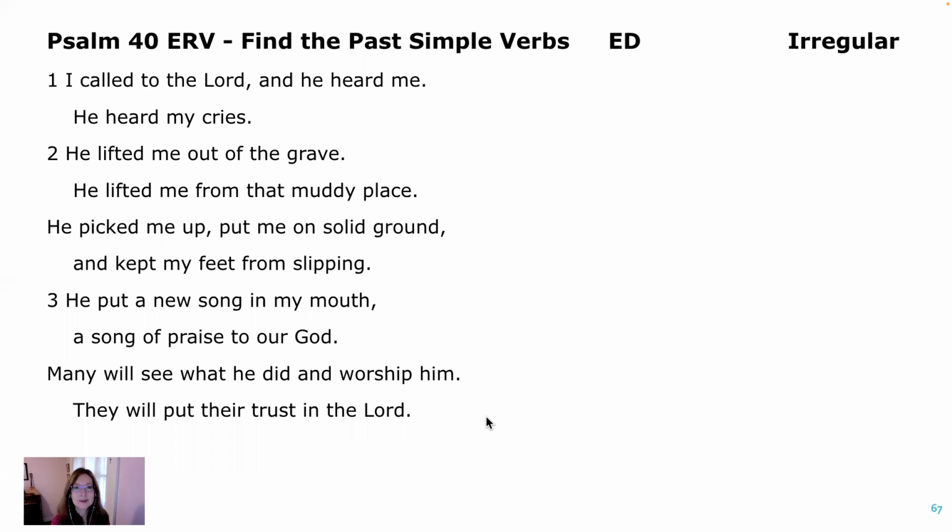And then as we read this passage, we can ask students to listen to it, and then we'll find the past simple verbs in it. So first, we'll read it.